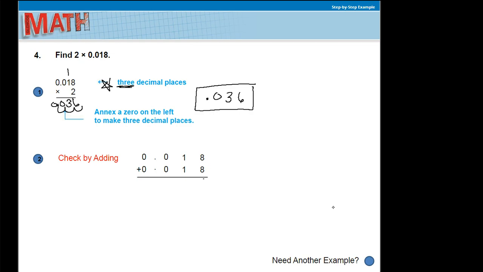Okay, and if you want to double check by adding, you can do that as well. So 8 and 8 is 16. Carry the 1. That's 1 plus 1 plus 1 is 3. And then you have your zeros. Make sure your decimals are lined up. They go straight down, and there we go. So that is the same as that answer.